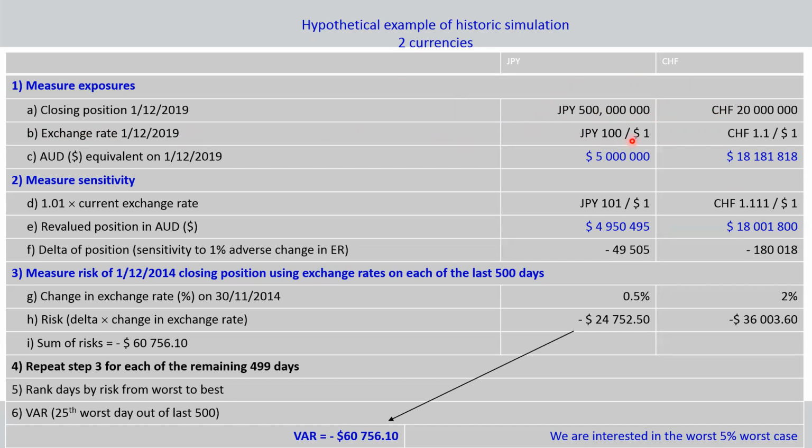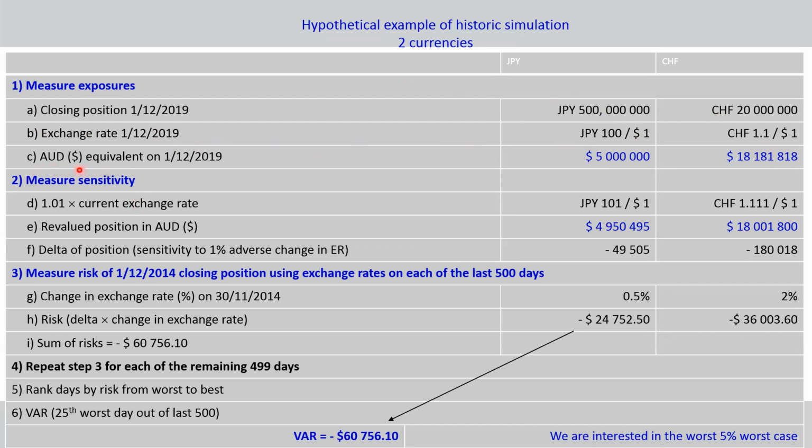The exchange rate is $1 equals 100 yen. And here, $1 is equal to 1.1 francs. That's fine. This is on the 1st of December 2019, for example. Now, how much my holdings in Australian dollars is actually 5,018,081. There is no problem.